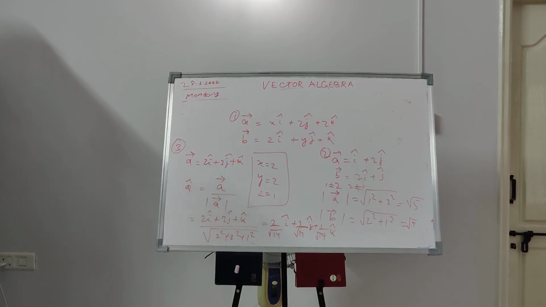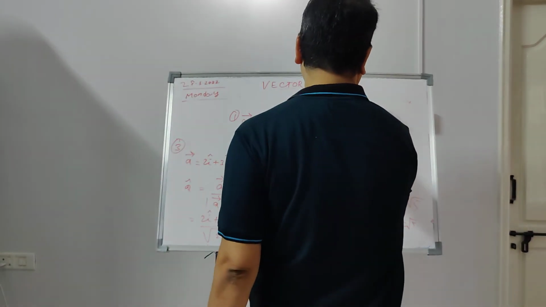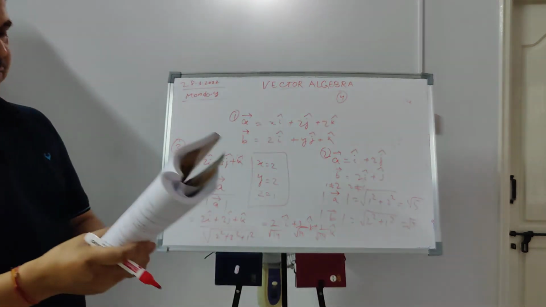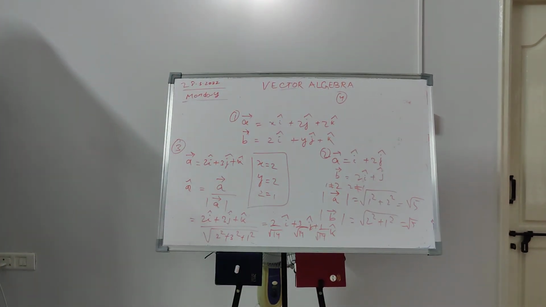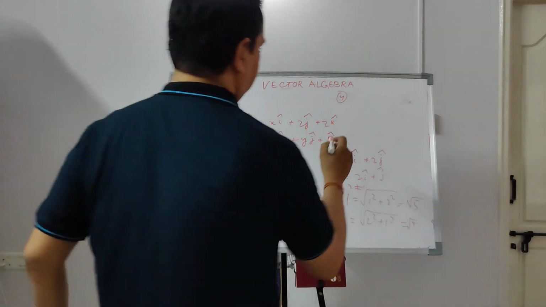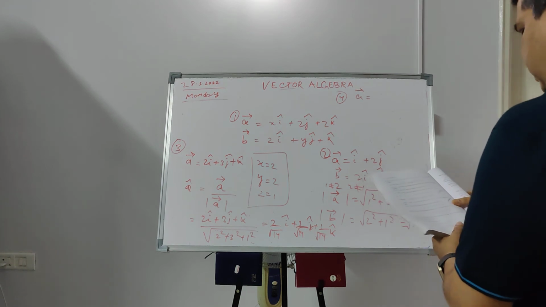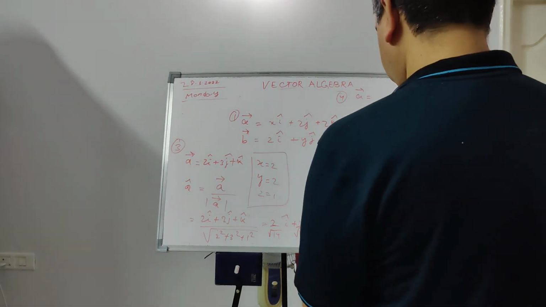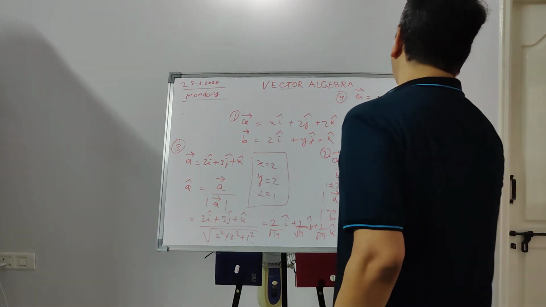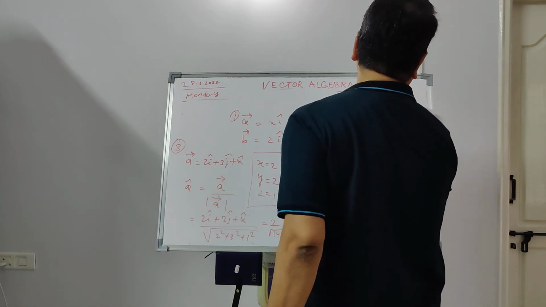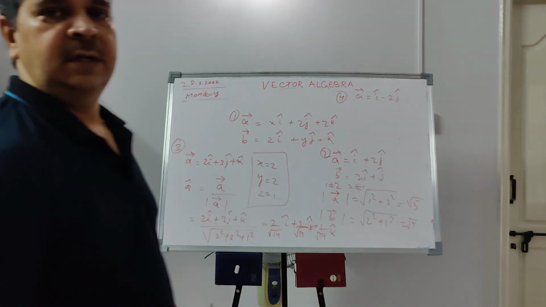Okay. So the unit vector you can find out, and you multiply that unit vector with that magnitude, you will get the vector. So the question is question number 4. Find a vector in the direction of vector A. A is a vector i minus 2j. This is a vector.